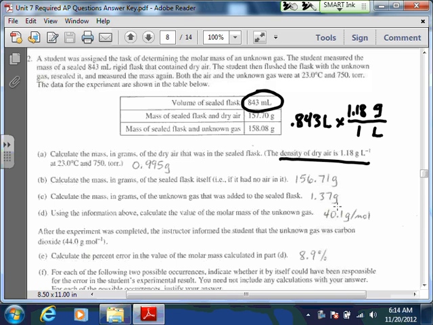Okay, so then we can figure out the mass of the sealed flask itself if it had no air in it. All we have to do here is take this number, the mass of the sealed flask and the dry air, minus this number. Okay, and that would give us the 156.71. Then we can calculate the mass in grams of the unknown gas, because now we have the mass of the sealed flask right here. So then we just take this number, 158.08, minus the 156.71, and that gives us the mass of the unknown gas. Okay. Then, once we have the mass of that gas, we can figure out the molar mass of the unknown gas.